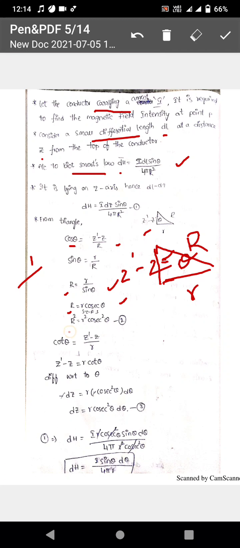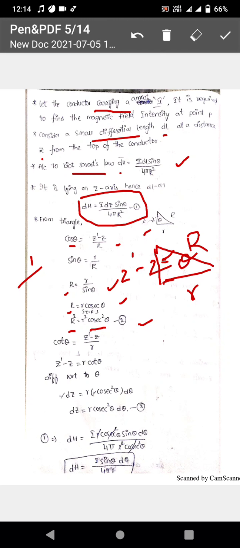Therefore R square equal to square on both sides. If you do square on both sides, R square equals r square cosecant square theta. Make it as equation number 2. Previously we wrote dl; in place of dl we can write dz, that is equation 1. This is equation 1 and this is equation 2.